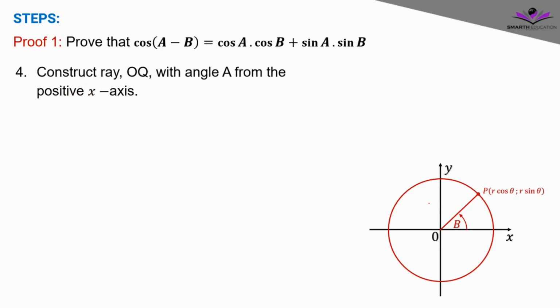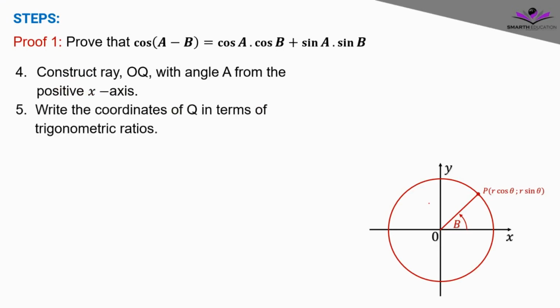Construct ray OQ, means from the origin to the circumference there, with an angle A from the positive x-axis. We measure our angles from the positive x-axis. Again, we have our x and y coordinates in terms of trig ratios. So we have angle A, which is the bigger angle, and angle B. So what would be this angle which is formed between OQ and OP? It's going to be A minus B, okay? Right, but let's continue with our steps.